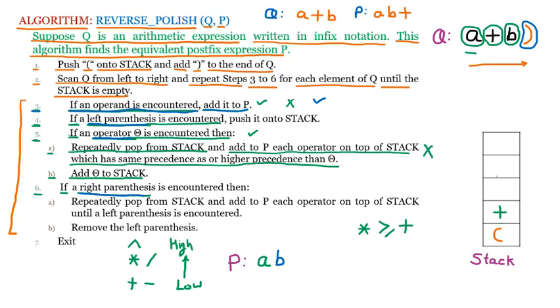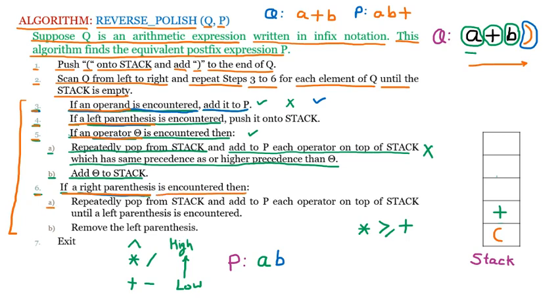Now checking here in line 3, is the closing bracket an operand? No. Line number 4, is it a left parenthesis? No. Line number 5, is it an operator? No. Line number 6, is it a right parenthesis? Yes, it is a right parenthesis. If a right parenthesis is encountered, then what to do?